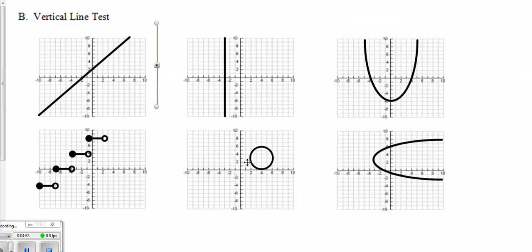On this one, graph a circle, just draw a circle on your graph, and this one do another parabola like this, but only have it open sideways.